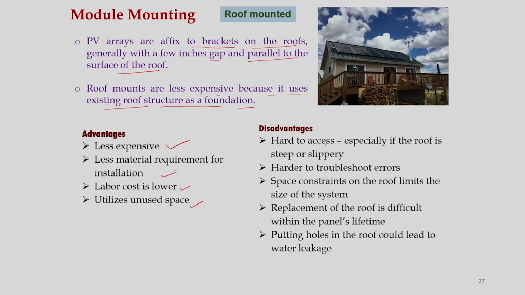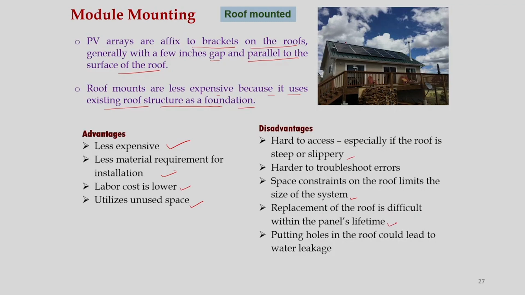It is hard to access, especially if the roof is steep or slippery. It is very difficult to climb there to fix those panels, and harder to troubleshoot errors. Again, if something goes wrong, then some technician has to visit the site and rectify the system. Space constraints on the roof limit the size of the system. If we design a very high capacity PV system on a small roof, it is not feasible, right. So, that limits the system, and replacement of the roof is difficult within the panel's lifetime.